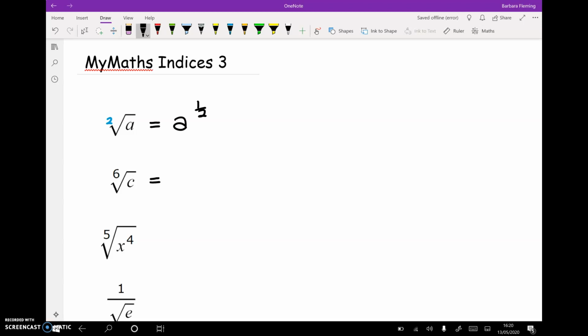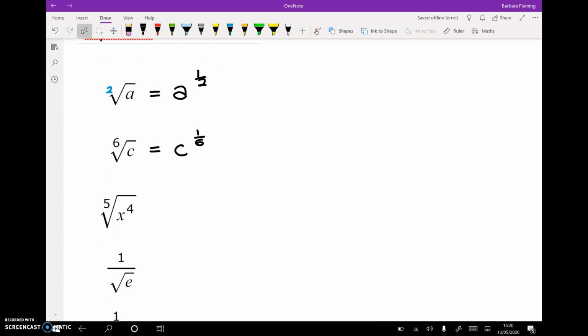Next one here, we have c. Again, it's c to the power of 1 here, but our root is the 6th root this time, so your denominator is 6. So it's c to the power of 1/6.